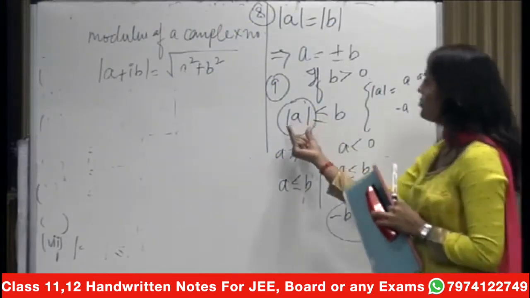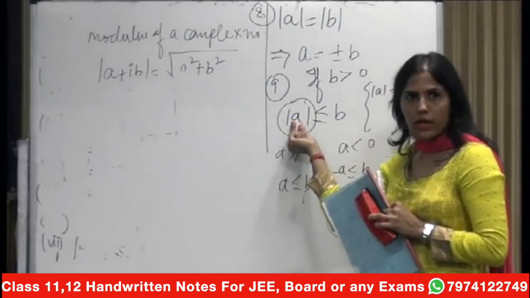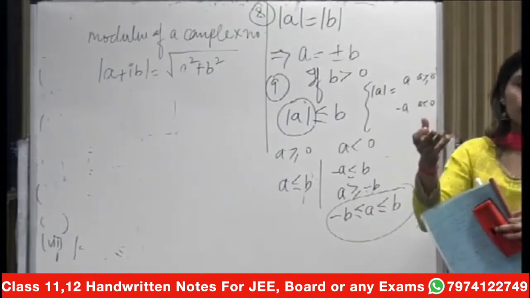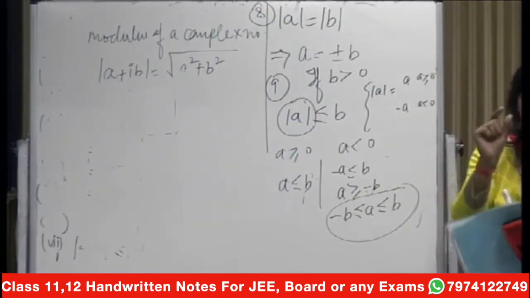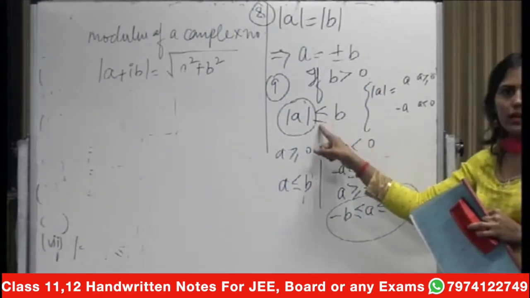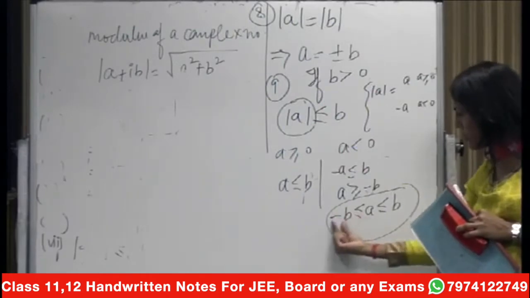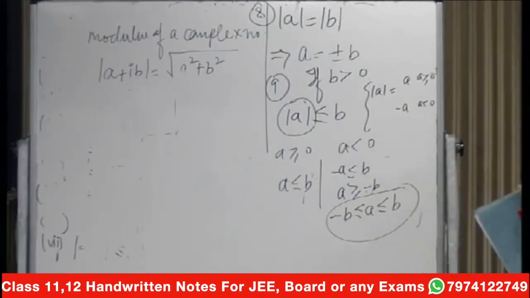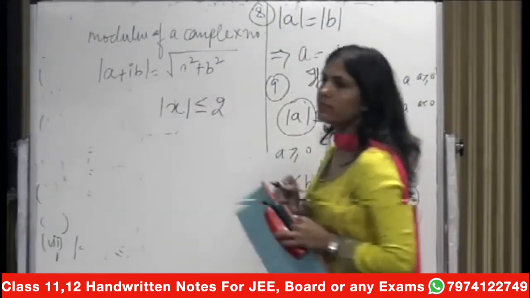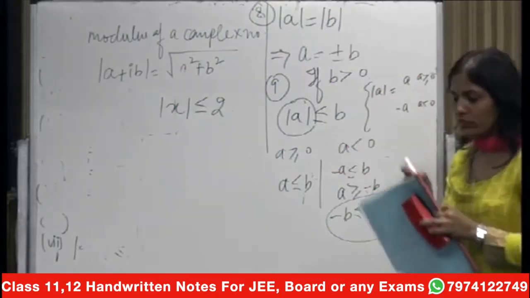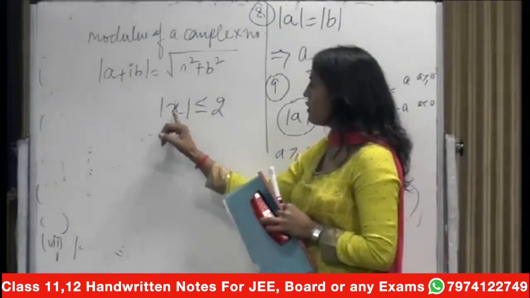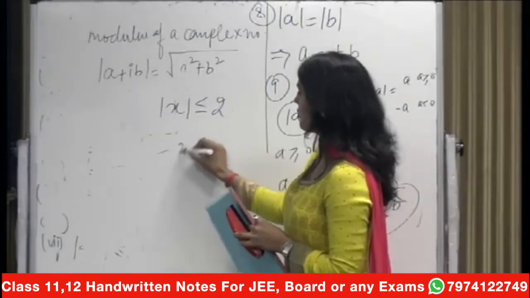Actually you want all those a for which mod a is less than or equal to some other number. So you want those a values which will lie between minus b and b. The solution of this inequality will lie between minus b and b. Is it fine? If I ask you the solution of this inequality, the solution will lie between minus 2 and 2. You can put a value and check. 3 will not be the solution.